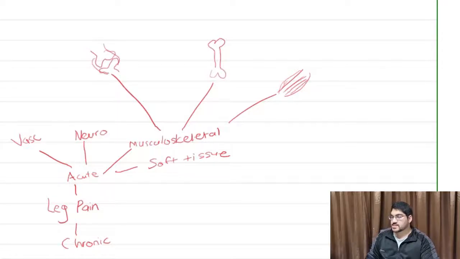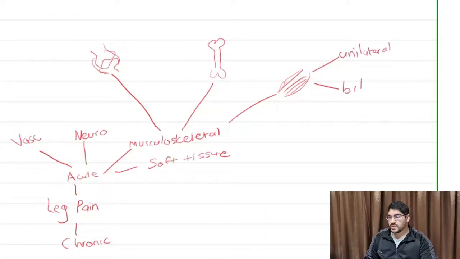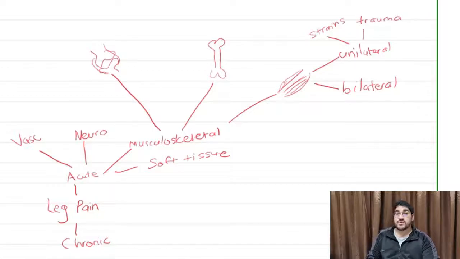And now you can say, let's differentiate further. Let's go into muscular causes. So muscular, you can differentiate into unilateral causes and bilateral causes. And then you look at, let's say, unilateral causes. What are unilateral causes of leg pain that only affect the muscles? So you could have strains, you could have trauma, anything like that. Now you've differentiated far enough, because now you're down to unilateral causes of muscular trauma, which would cause leg pain. That's differentiated enough.